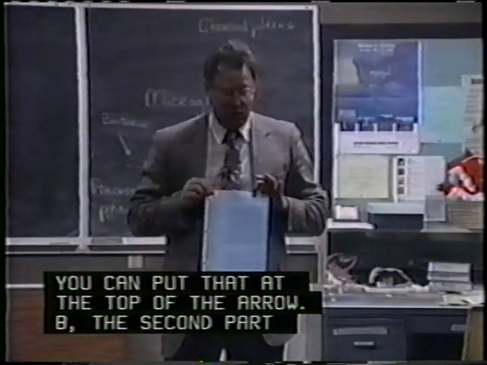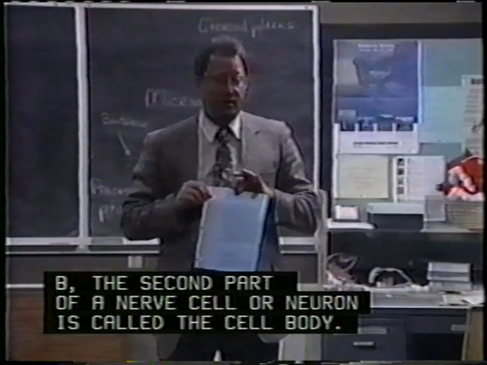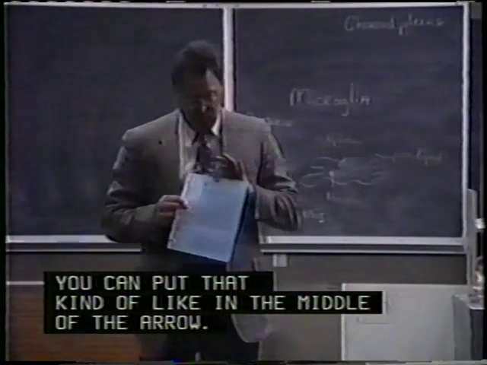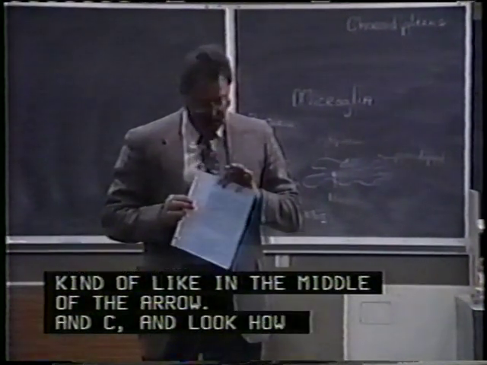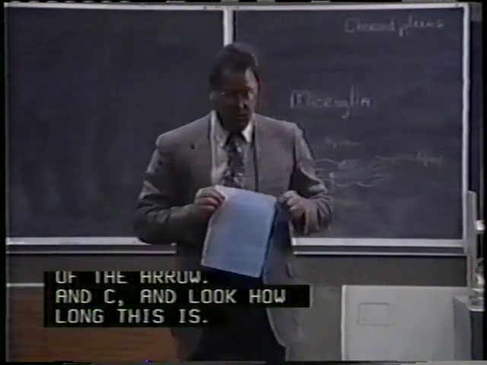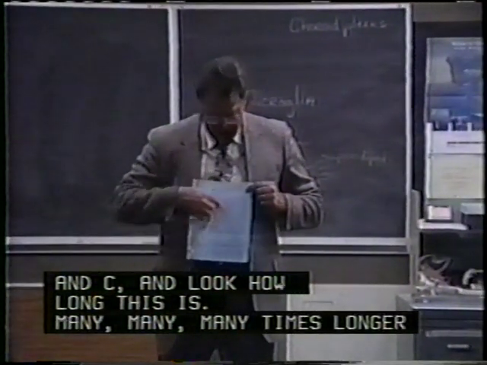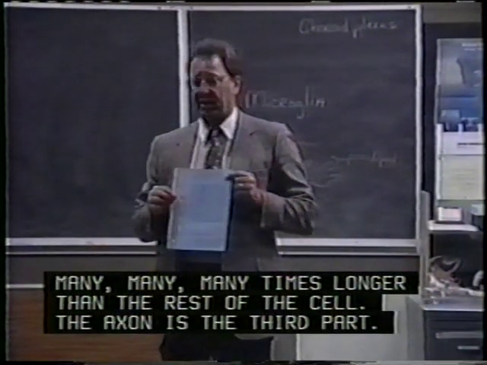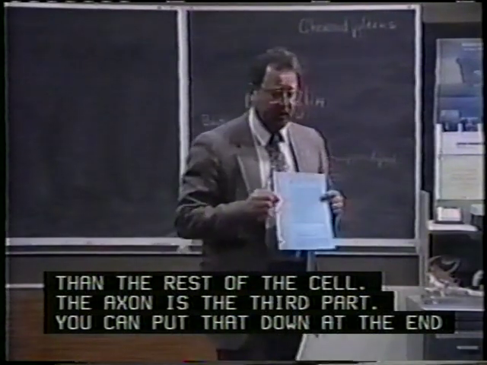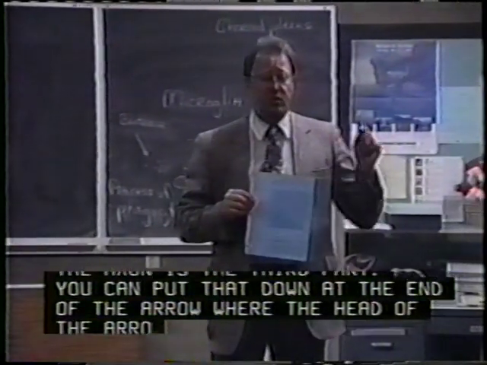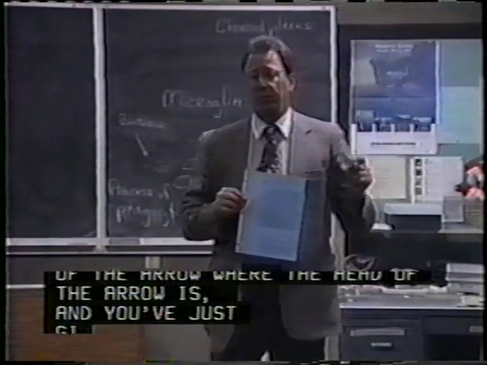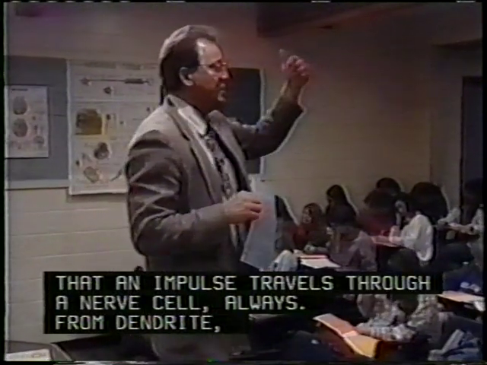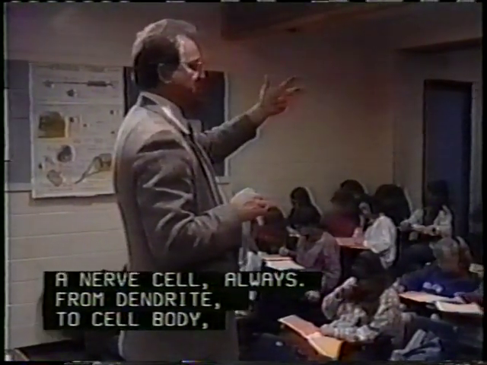B, the second part of a nerve cell or neuron, is called the cell body. You can put that kind of like in the middle of the arrow. And C, and look how long this is, many, many times longer than the rest of the cell. The axon is the third part. You can put that down at the end of the arrow where the head of the arrow is, and you've just given yourself the direction that an impulse travels through a nerve cell, always. From dendrite to cell body to axon.